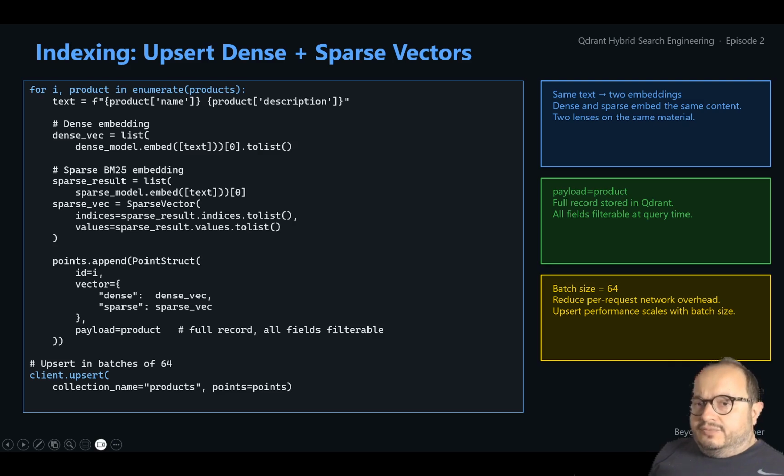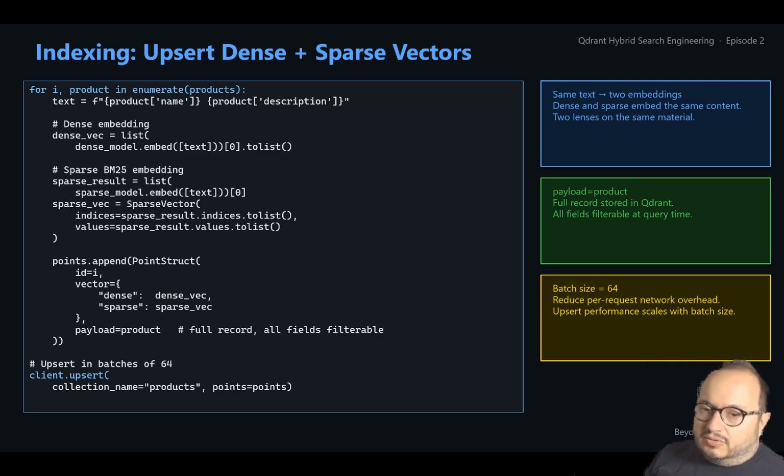Here is the full indexing loop. A few things to notice. I am concatenating name and description into a single text, as you can see here, before embedding, of course. This is intentional. Both the dense and sparse models embed the same text. The representations are of the same content, just through different lenses. I am batching upserts at 64 records. Qdrant handles large batches well, but network overhead per request is real. Batching is the production pattern.